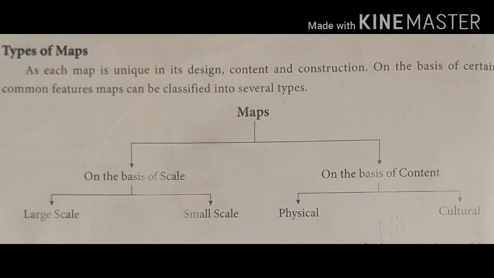Types of maps. Maps can be classified on the basis of scale and on the basis of content. On the basis of scale, they can be classified as large scale and small scale, whereas on the basis of content, they can be classified as physical and cultural maps.